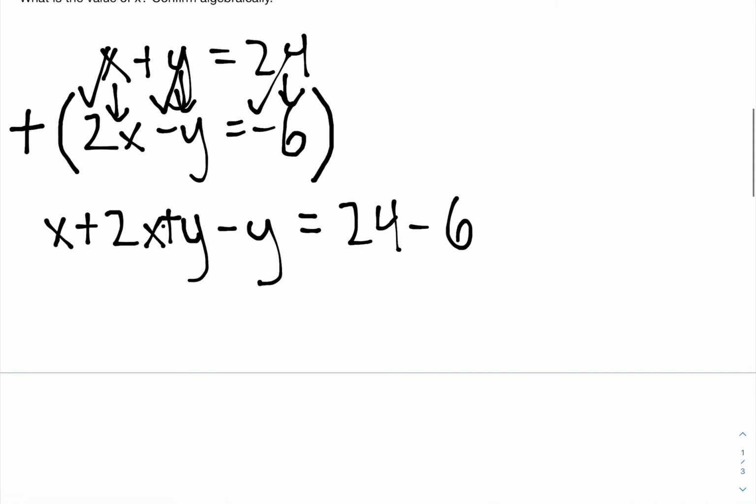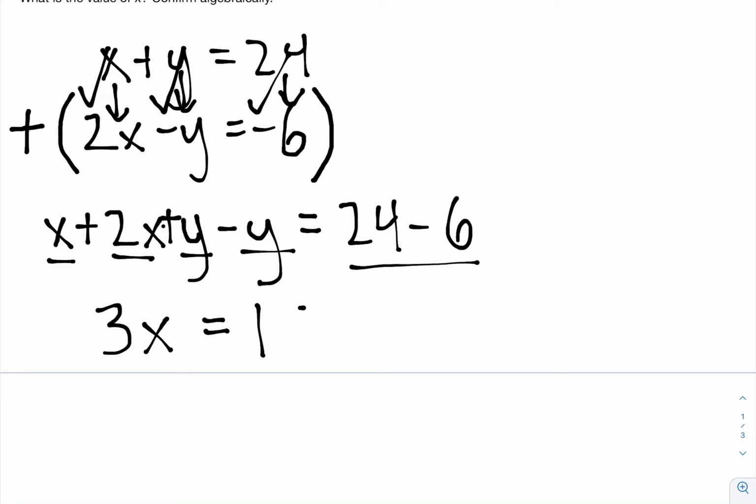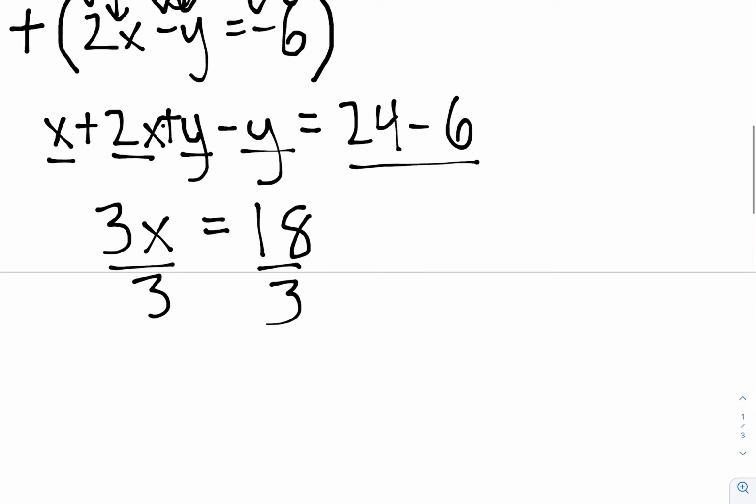Now see how when we add x and 2x, we combine them to make 3x. But we have y minus y, and anytime we subtract the same number or variable, it just disappears. So we don't have anything after that. 3x equals 24 minus 6, which is 18. We can just divide by 3, and we get x equals 6.